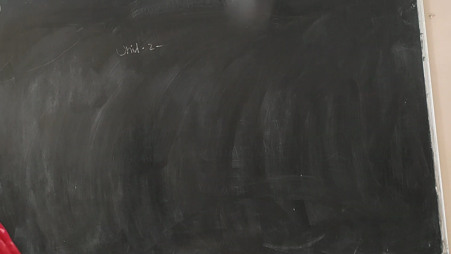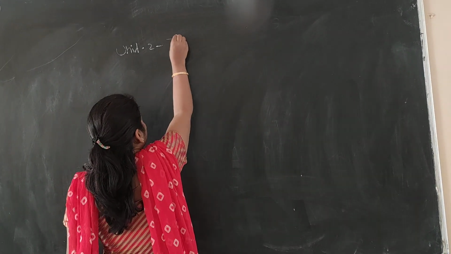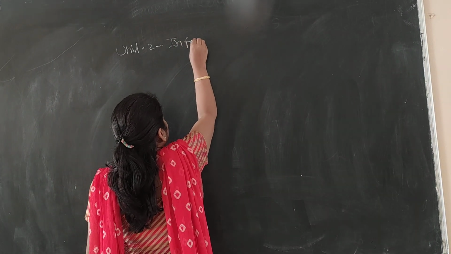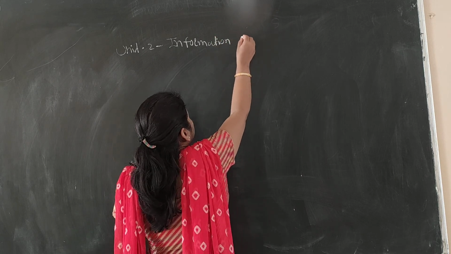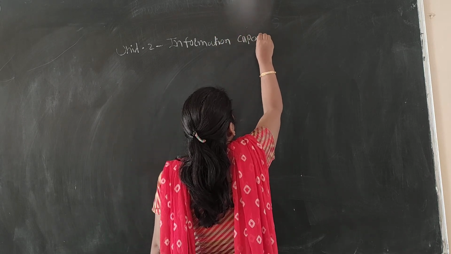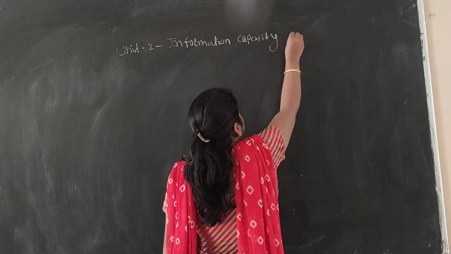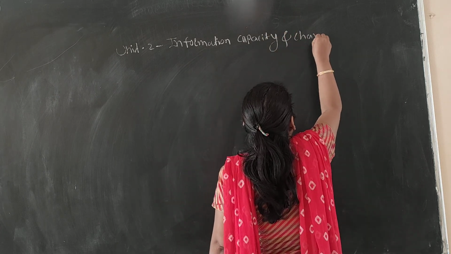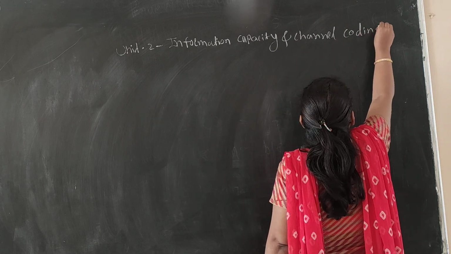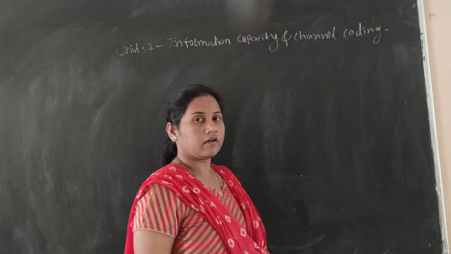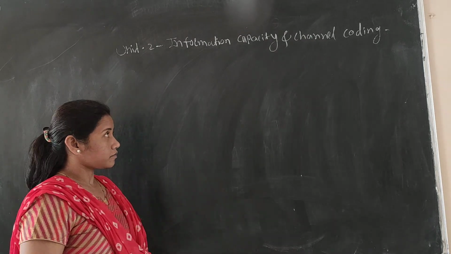Information capacity and channel coding. Okay, this is our second unit.